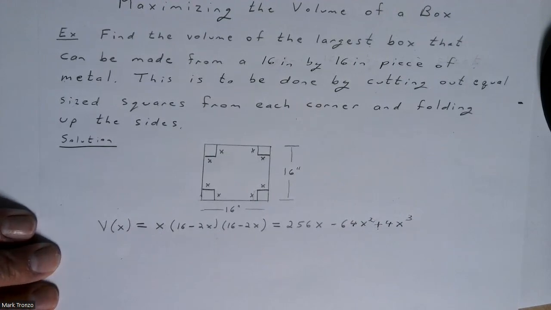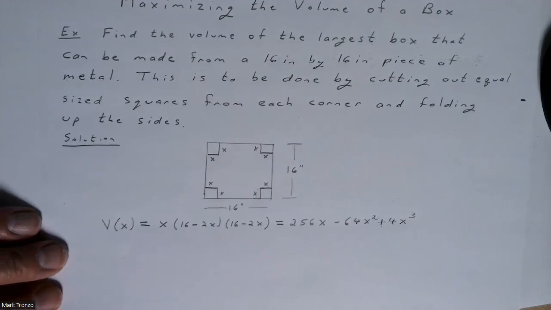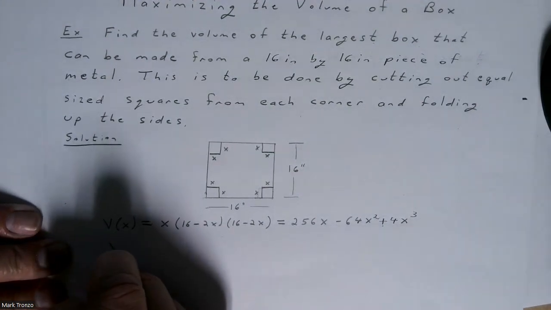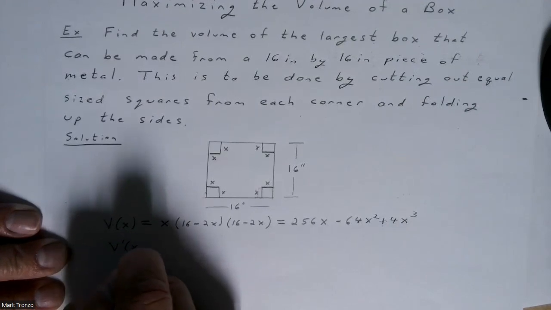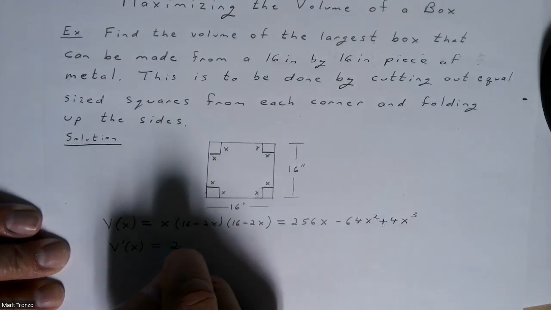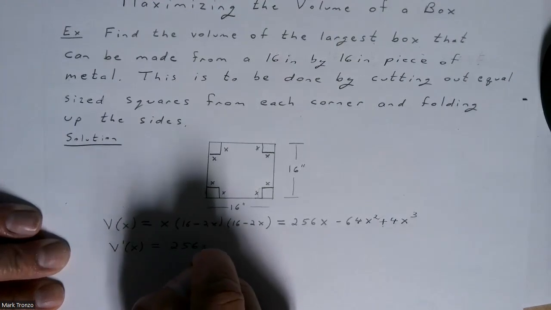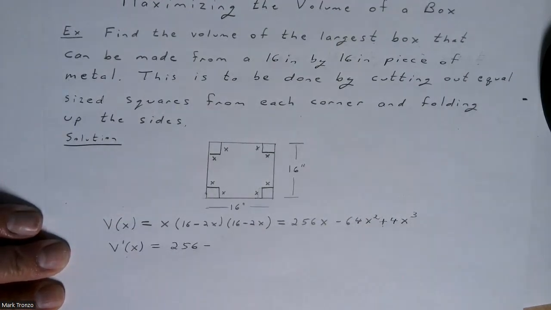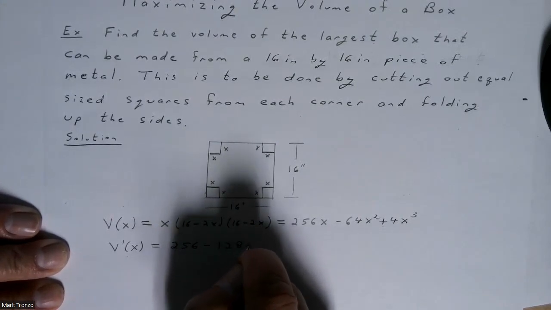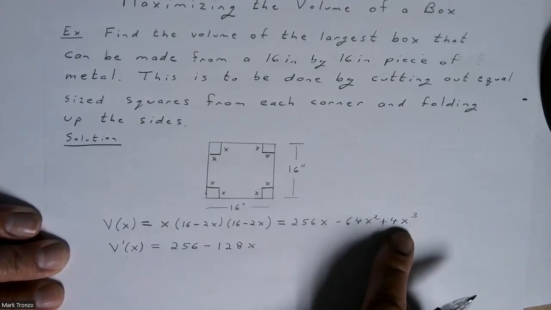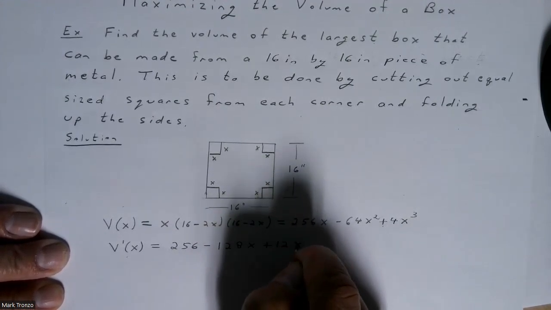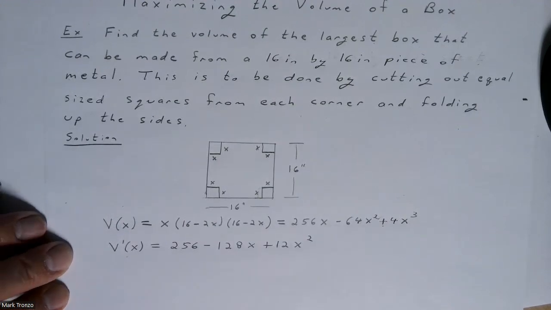So now again, whenever we want to maximize something in calculus, we take the derivative and set it equal to 0. So let's take the derivative. And so over here, this is going to be 256 minus, what's that going to be, 128x, and this is going to be 12x squared, like that.